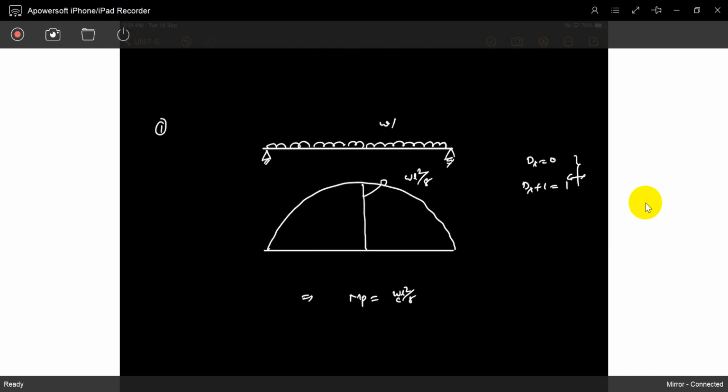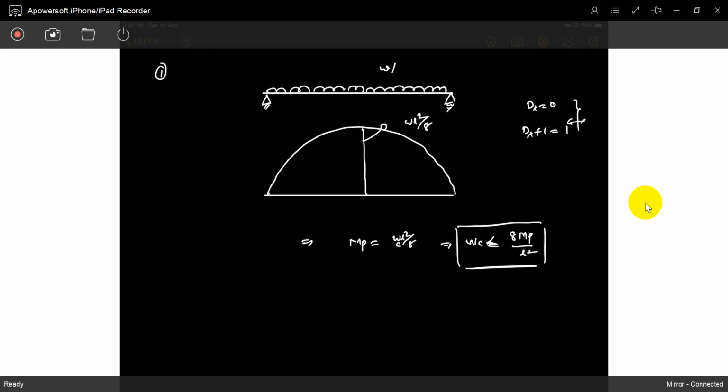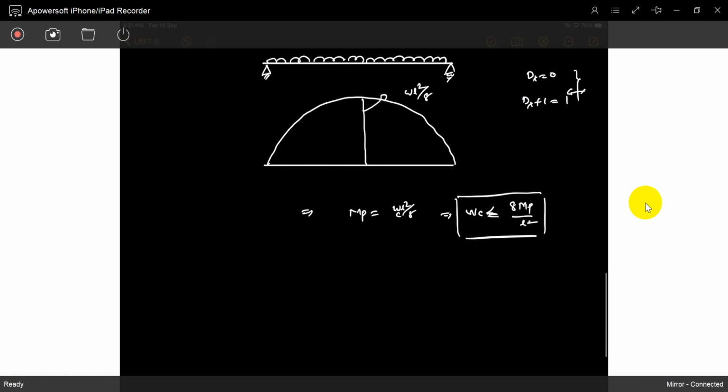When W reaches WC, the section gives its total full potential of MP. So what is WC? WC is 8 MP by L square. That is the collapse load. If you take it as a static analysis, you can write it as less than or equal. Very simple, sir. It's not complicated. Complication is coming.